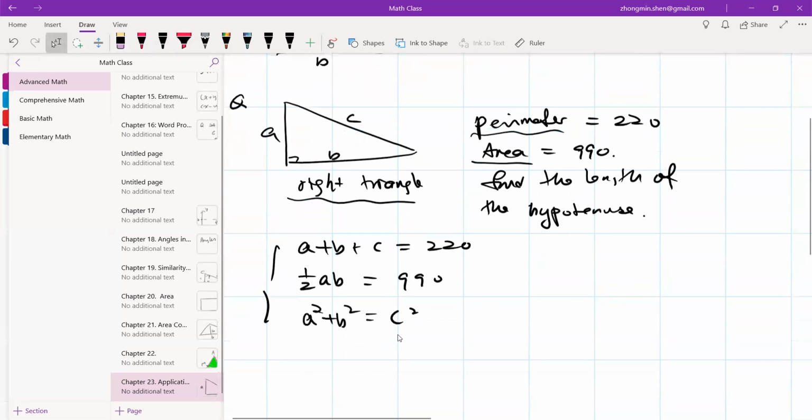And how to find C? This is not a geometry problem. It's just an algebra problem. Three equations. You don't need to find A and B, you just need to find C. Sometimes you have to find A and B first, but sometimes you don't need it. Just find C.